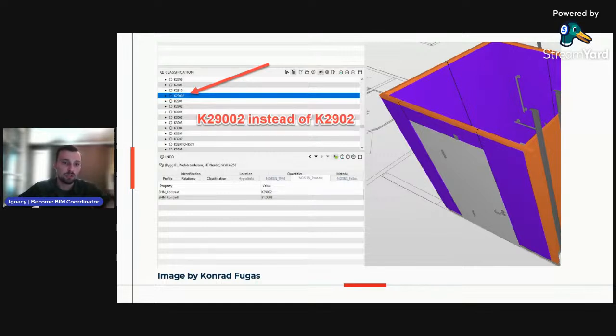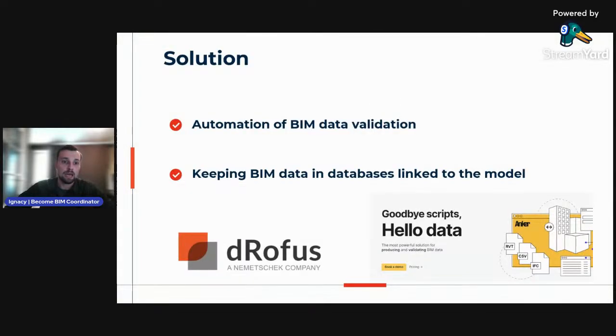Bad data can have a lot of consequences later on, downstream in the development of the project. So how to address this problem, because you asked about that? I think that the first thing is we need to improve the way data is checked in the models. And of course, I'm a BIM coordinator. I made a course about BIM coordination where I also teach how to validate the data.